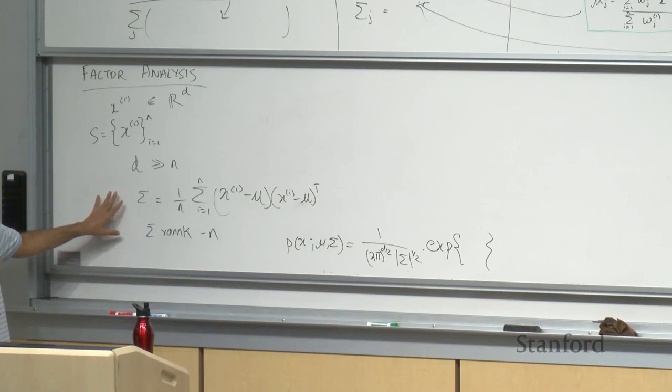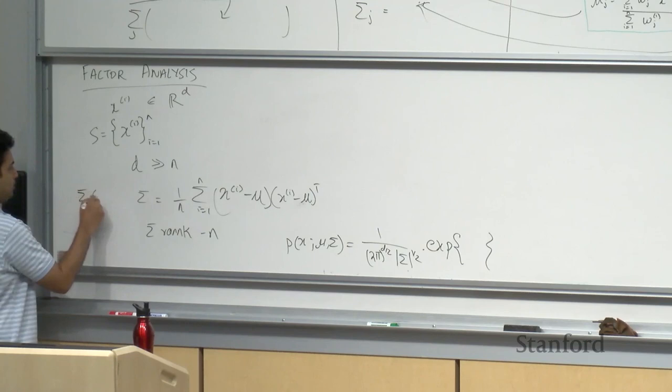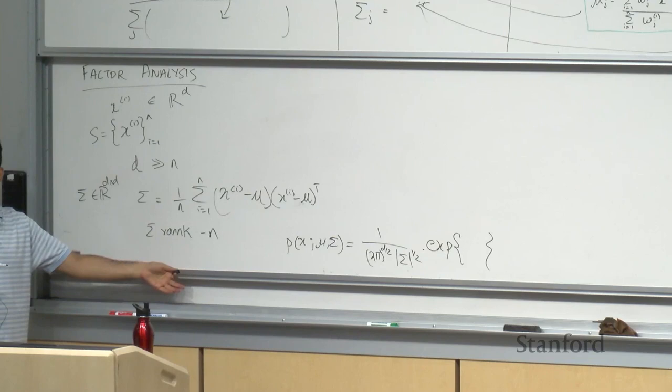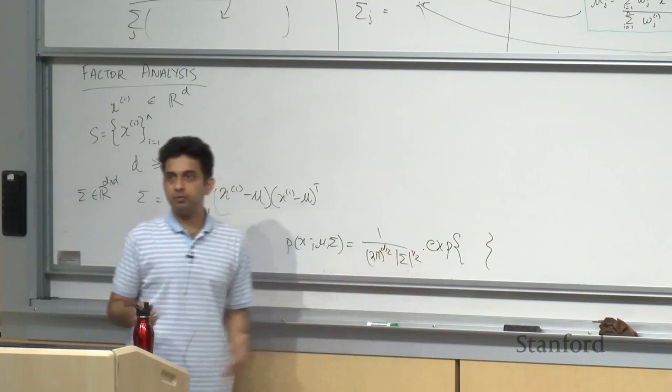Yes, was there a question? I'm sorry, this will be rank n because we are summing over n rank 1 matrices. Sigma is d by d, but it will have only rank n. Most of the time when n is bigger than d, it will be rank d, right? But in cases where n is much smaller than d, this will be a singular matrix, and we can't do much with it.